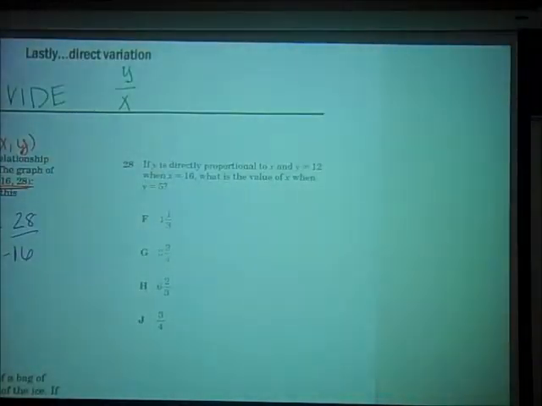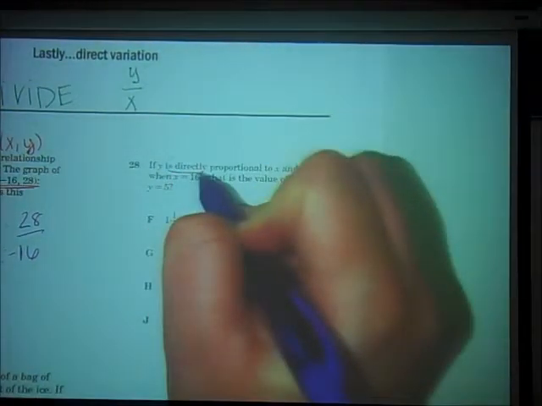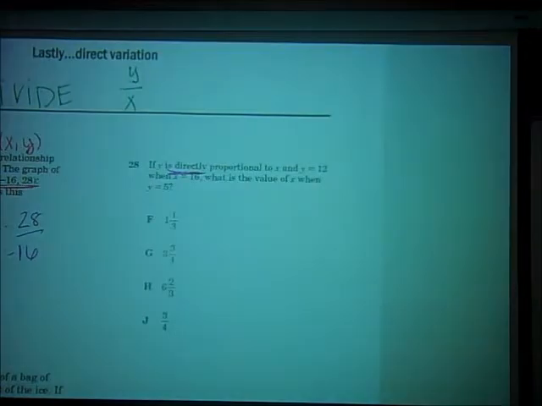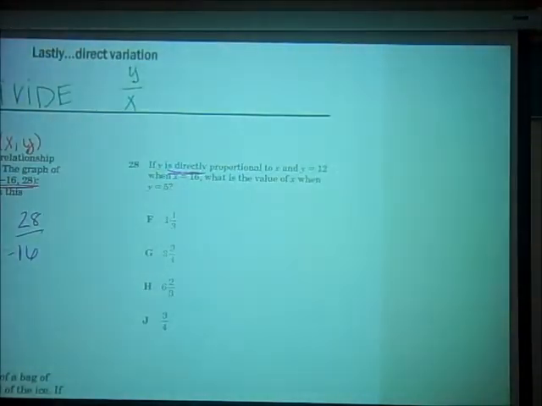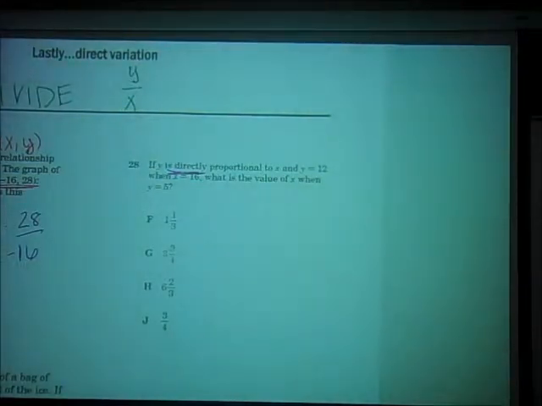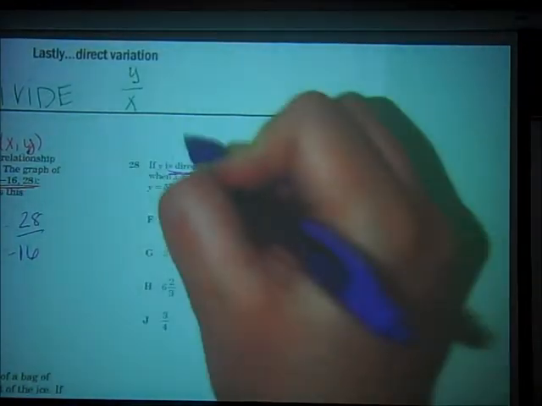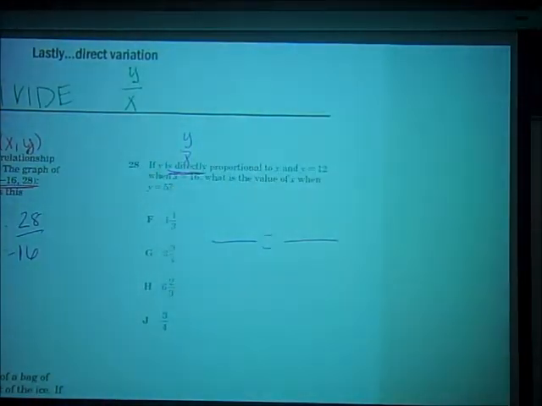Okay, 28. If y is directly proportional, okay, this is a little bit different, but it still says that same word, directly proportional. Here's a thought. If it says proportional, I know this is going to be really hard for you, what do you think we ought to use to solve this problem? Very good. We're going to use a proportion. So we're going to have a proportion, but because it's directly, we're still going to have y over x.